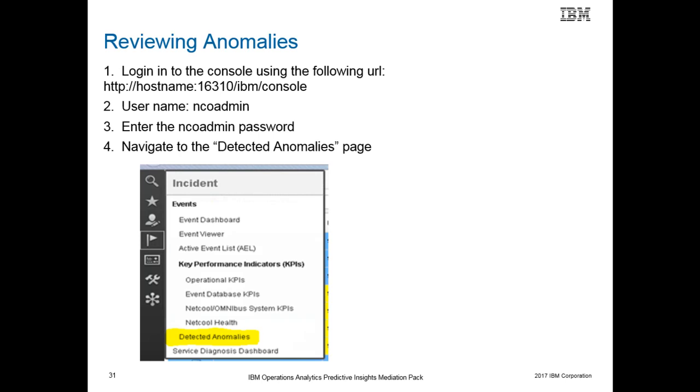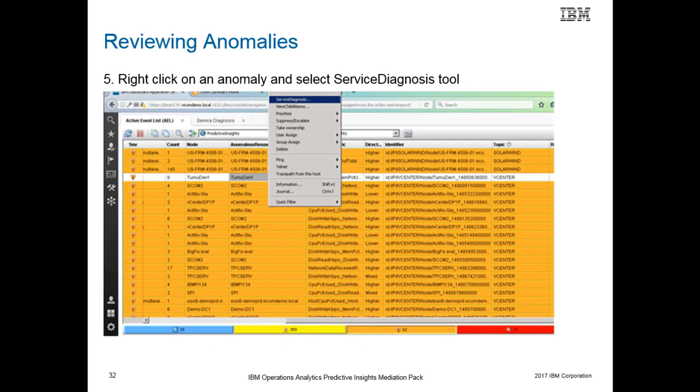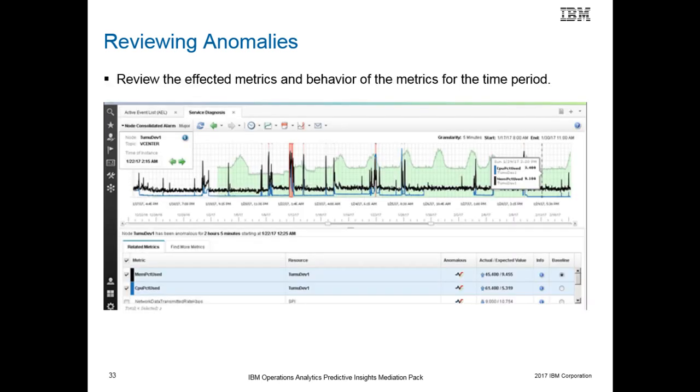When the training process is complete, you can review any detected anomalies by logging into the console and navigating to the Detected Anomalies page. To view an anomaly, right-click on the anomaly in the active event list and launch the Service Diagnosis tool, as shown in the slide. You can now review the metric behavior for the time period as shown on the slide.